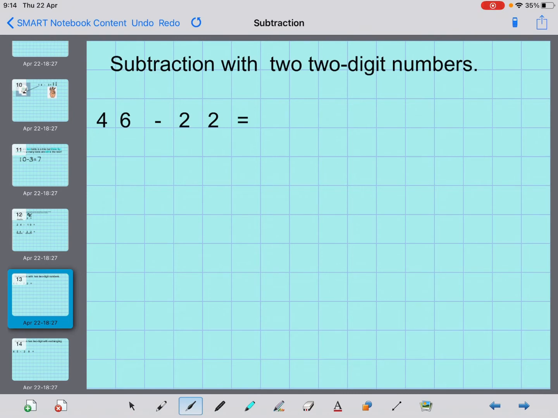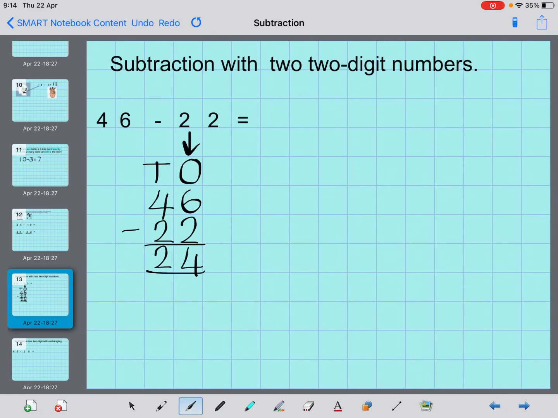Let's have a look then at subtracting with 2 2-digit numbers. Here are my 10s and 1s. 46 take away 22. This is a simple column method for subtraction. I start with my smallest unit, so my 1s. 6 take away 2, I know is 4. And 4 take away 2, I know is 2. So my answer is 24.